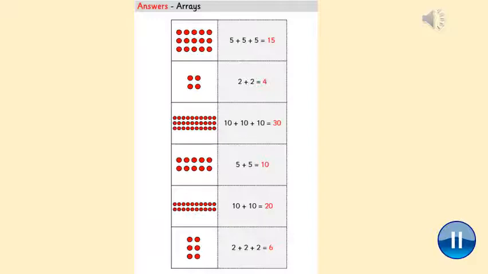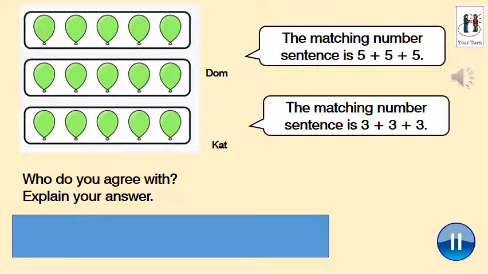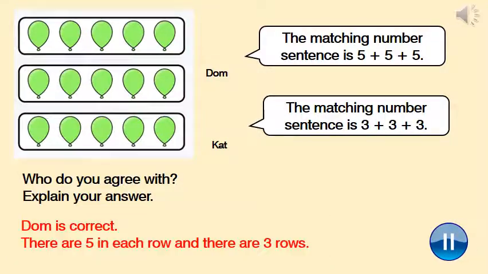How did you get on? Dom says the matching number sentence is 5 plus 5 plus 5. But Kat says the matching number sentence is 3 plus 3 plus 3. Who do you agree with? And explain why you think that. Dom is correct. There are 5 in each row and there are 3 rows. So there are 3 rows of 5.